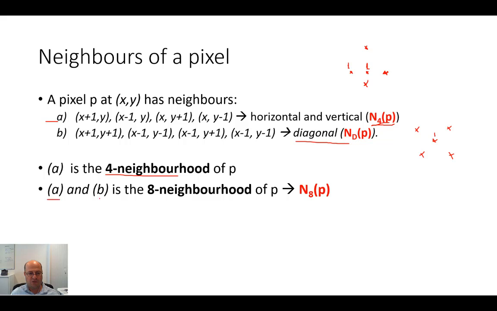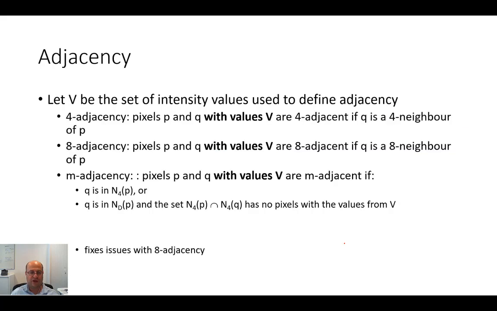If we combine the two, that's the definition of an 8 neighborhood, which is called N8. So an 8 neighborhood of a pixel P, any pixel, will be the pixel right above, right below, to the left, to the right, with all of its diagonals. This is an 8 neighborhood of a pixel.